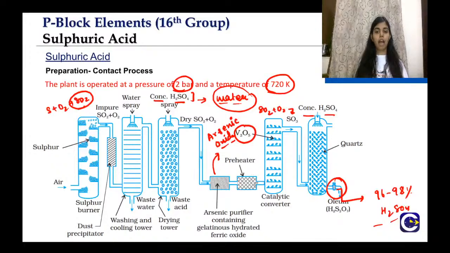And after that it is passed into the catalytic converter in which vanadium pentaoxide is placed, which is acting as a catalyst. This reaction will give you SO3, and this SO3 on spraying with conc H2SO4 basically will lead to the formation of Oleum, that is H2S2O7, right? And dilution of this particular Oleum will lead you to the formation of 96 to 98% of H2SO4.